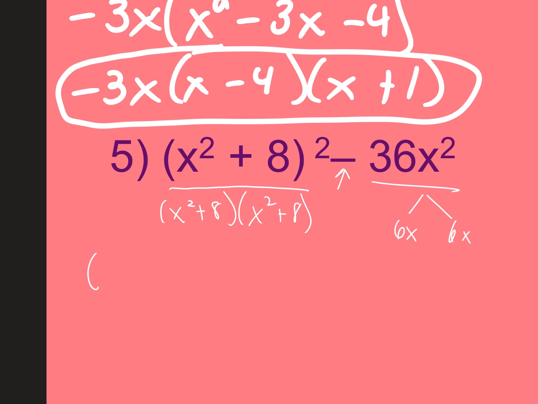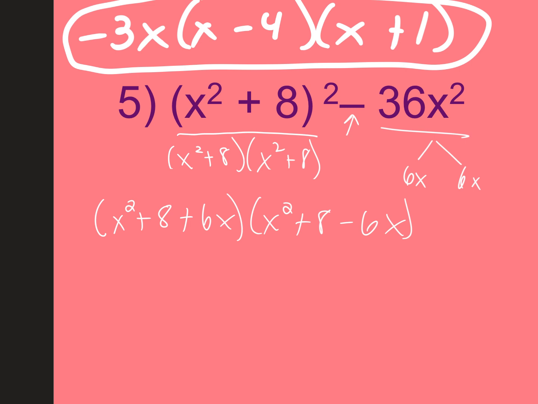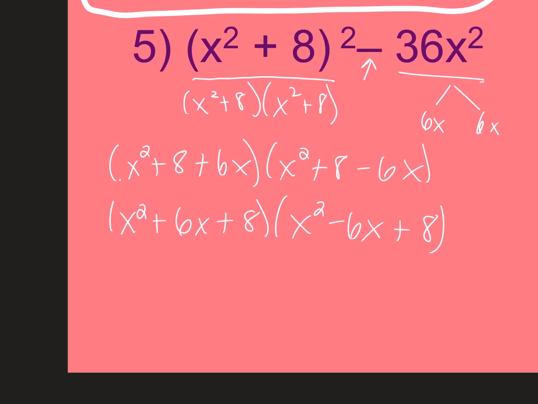So I'm going to write my first parenthesis, x squared plus 8 plus 6x. And then my second parenthesis is x squared plus 8, and then minus 6x. So now we look at this and we say, okay, let's put this in standard form. So I have x squared plus 6x plus 8. Here I have x squared minus 6x plus 8. So I have two trinomials, and I say, let me see if I can factor these a little more, break them down.